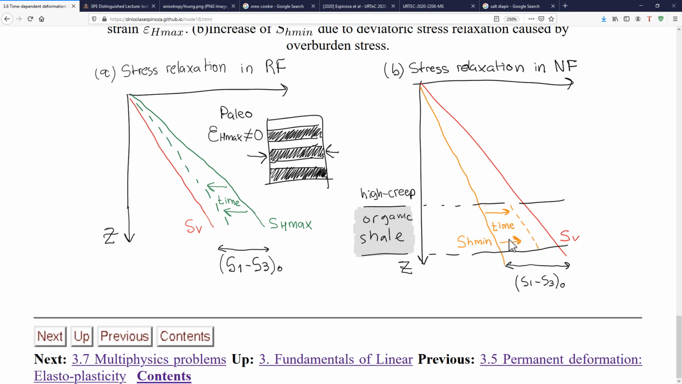And in this case, probably the term stress relaxation sounds counterintuitive because the stress is increasing, it's not relaxing. But what is really relaxing in this case is not the value of the horizontal stress, it is rather the deviatoric stress, or the difference between the maximum and the minimum horizontal stress, which is the same as here. What it relaxes is the deviatoric stress, or the difference between maximum and minimum. And the same happens in this particular case.